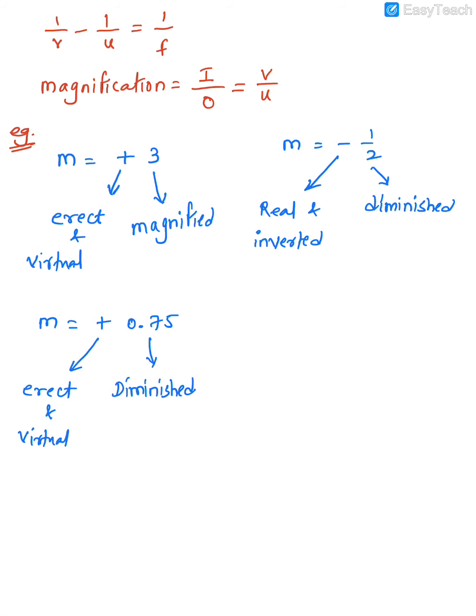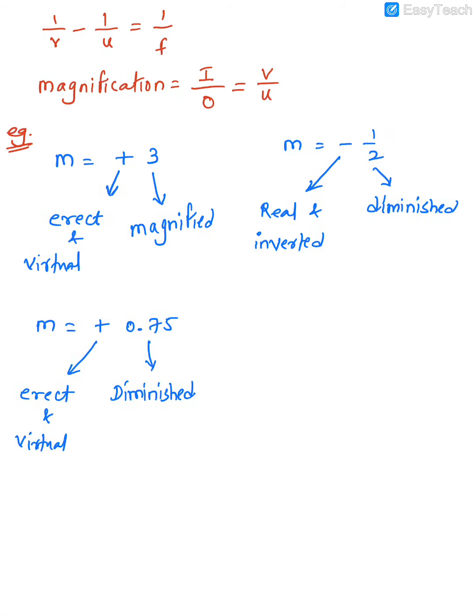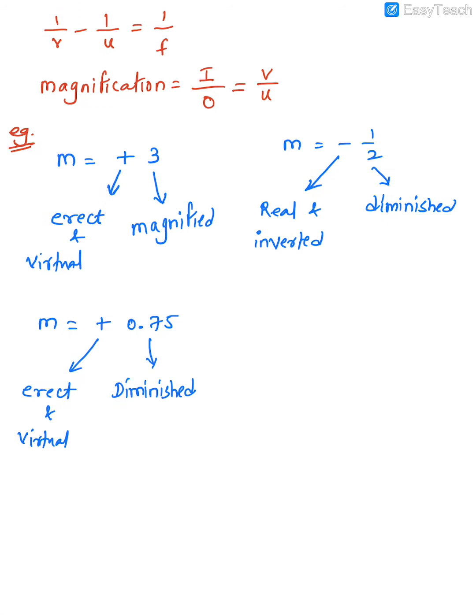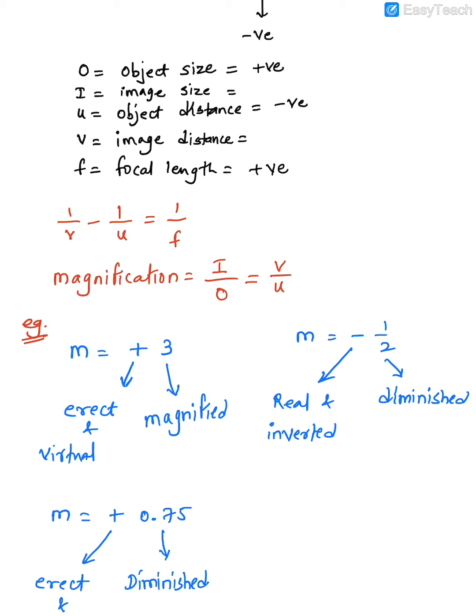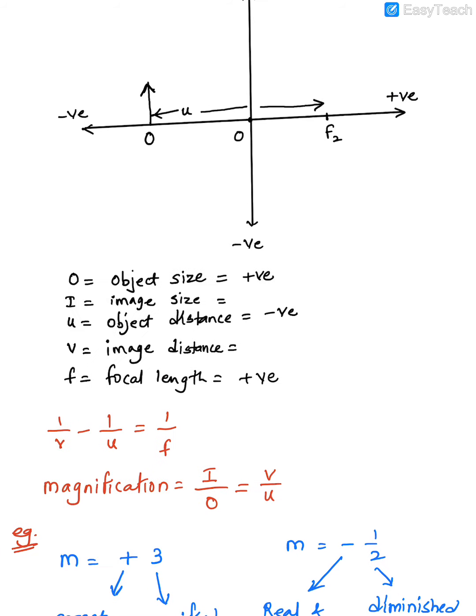Okay, so we are done with the rules, the symbols and the formulas you have to learn. So it's very simple. There are only these two formulas in the whole thing: 1/v - 1/u = 1/f, and magnification m = I/O = v/u.